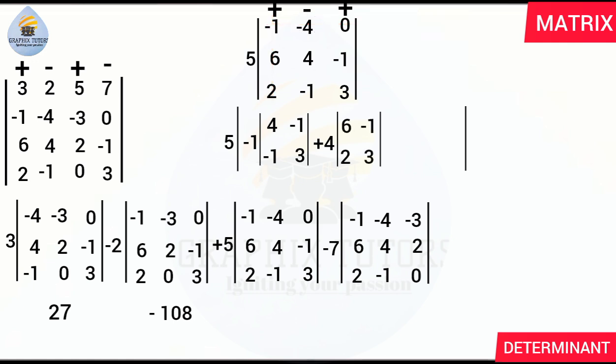Now the next one is plus 0 because there's a plus on top. So I consider it down the column across the row. I'll be having 6, 4, 2, minus 1. So this is what we have here.